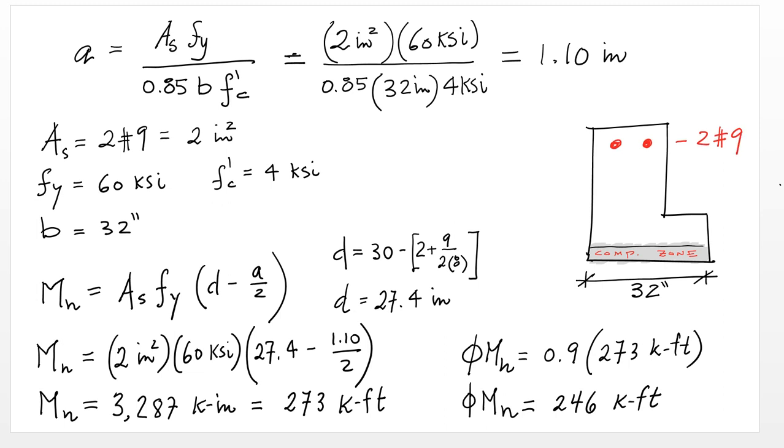First we notice that the compression zone is in the wider width of the beam, and so when we compute As fy divided by 0.85 b f'c, the b value is going to be 32 inches. The yield stress for steel is 60 ksi, As is 2 square inches, f'c is 4 ksi. If you do the calculations, that results in a of 1.10 inches. That is the depth of the effective compression block.